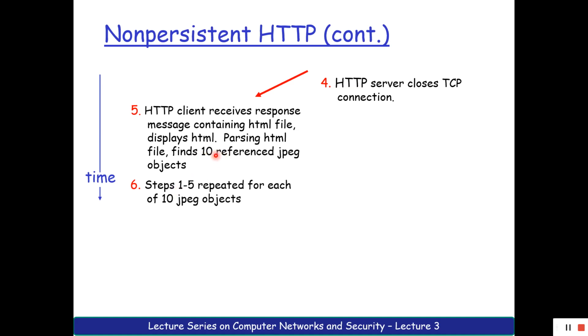So for 10 objects, it is going to repeat steps 1 to 5 from the previous slide for every object. Every time the server sends an object, it will cut the connection. Again, the client will create the connection, request one object, the server will send that object, it will cut the connection, and so on. So it will go on repeating. This is how your non-persistent HTTP connection works.